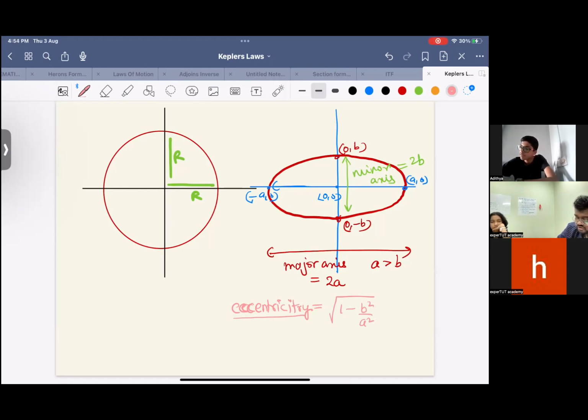For a circle, a equal to b. What is the eccentricity of a circle? If b and a are equal, b square by a square will be 1, and 1 minus 1 is 0, so e will be 0. The eccentricity of a circle is 0.